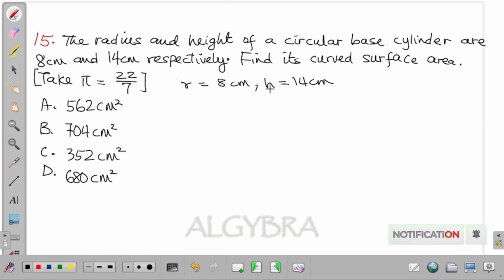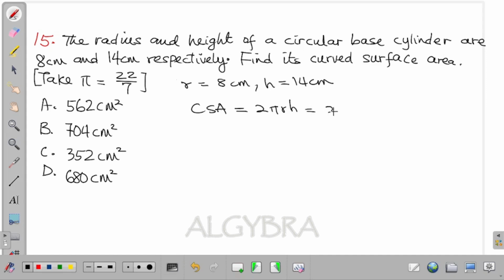Since you are given the nature of this cylinder to have a circular base, the curved surface area of a circular base cylinder, say CSA, is equal to 2 pi r h. That's the formula for the curved surface area of a circular cylinder. So in this case, I'm going to just plug in the values of pi, r, and h in this formula.